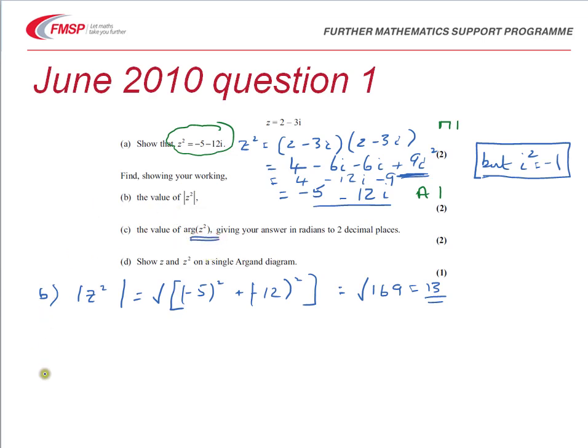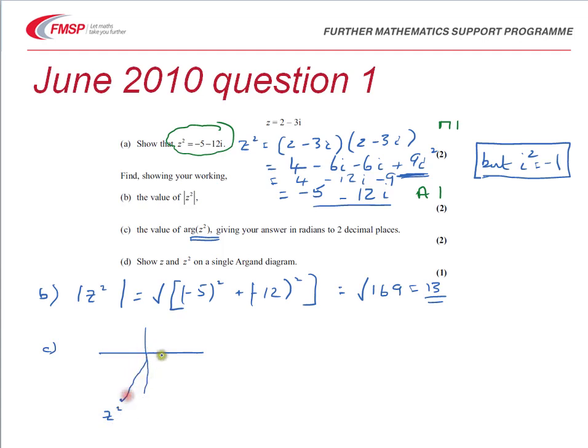Part C, the argument. Well, using knowledge of what the argument means, we use the angle tan inverse. However, you have to be careful with arguments to make sure that you've got the complex number in the correct position of the Argand plane. So in this particular case, because z squared is negative 5 minus 12i, z squared is in this third quadrant here.